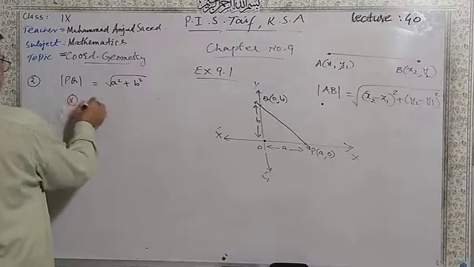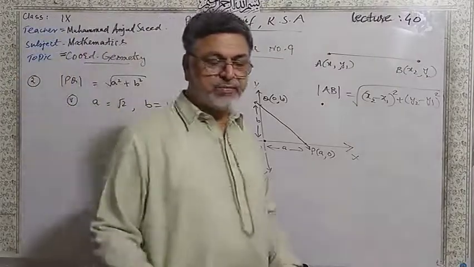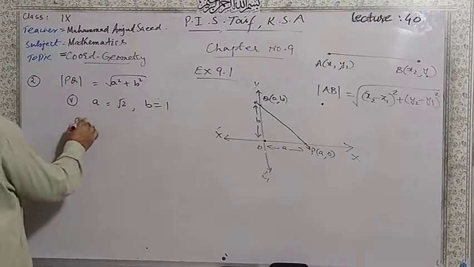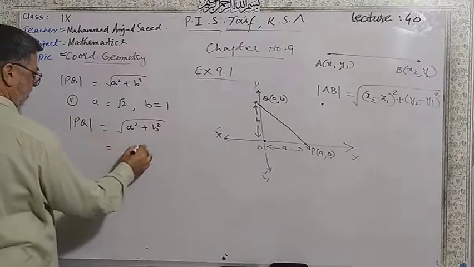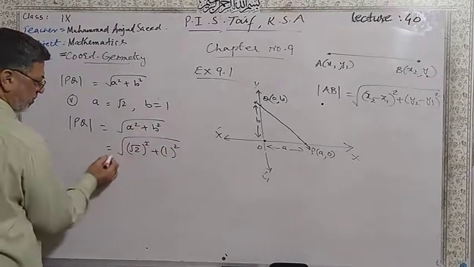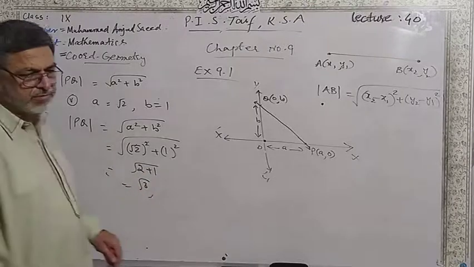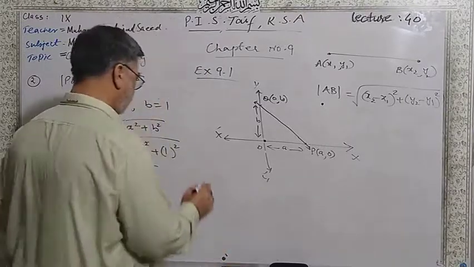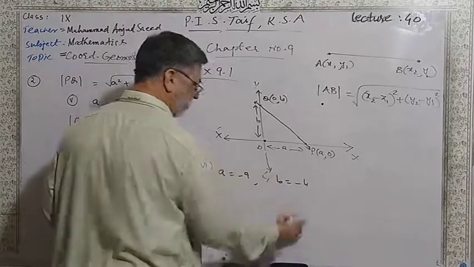Part number 5: A is equal to root 2 and B is equal to 1. We have to find the distance using the formula PQ mod is equal to the square root of A square plus B square, so root of (root 2) square plus 1 square. Remember that the square and the root cancel out, so 2 plus 1 is the square root of 3. That's your answer. Similarly, we can take part number 6 as A is equal to minus 9 and B is equal to minus 4.